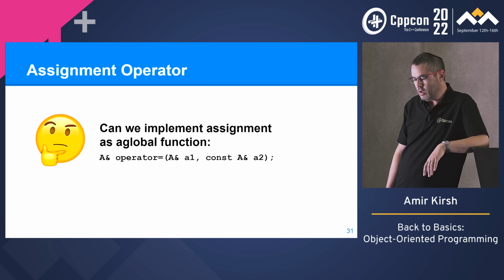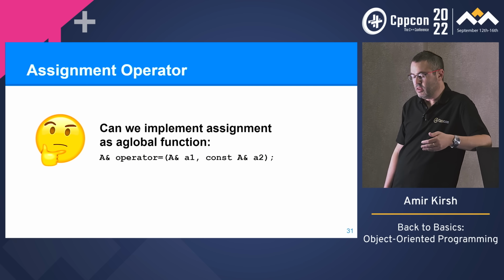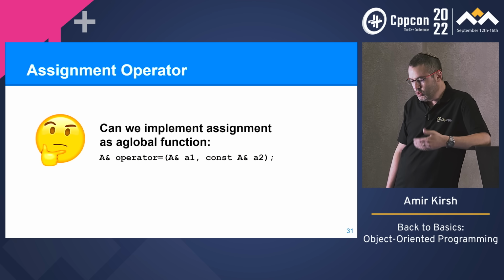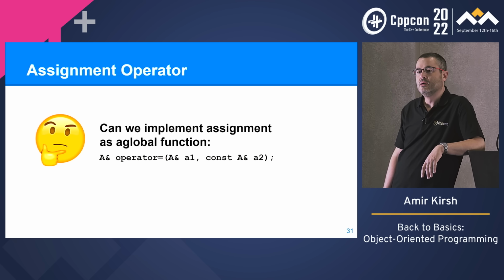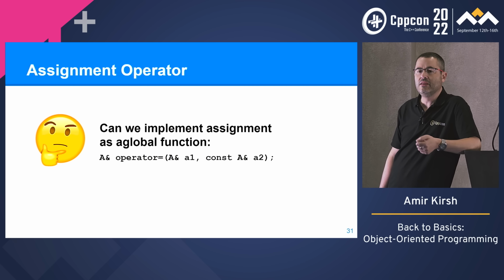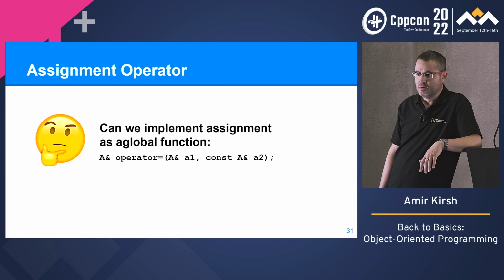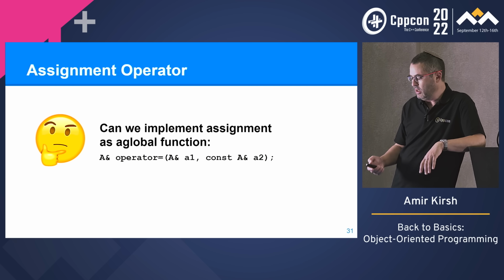Can I implement the assignment operator as a global function or a friend function, getting two arguments? The first argument is who to assign to, and the second one, who is being assigned. I'm assigning A2 into A1. Can I do that? And the answer is, no, you cannot, because you have to override the default, and the default is considered as a member. So if you try to do that, you do not override the default, it would not work. Don't do that.